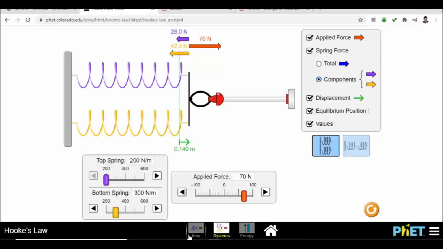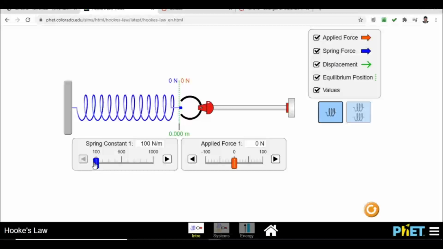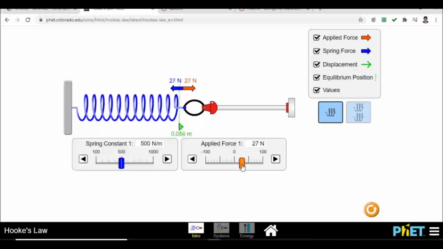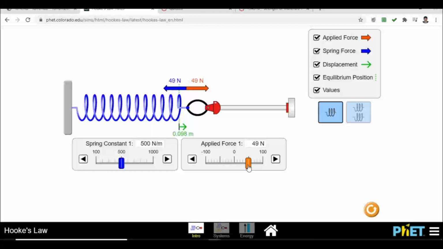So in the simulator for a single spring, 500 Newton per meter is the stiffness I'm taking, and applying a force of 15 Newtons. So when I apply a force of 15 Newtons, as you can see, 0.1 is the displacement I'm getting. So the numerical answer is correct.